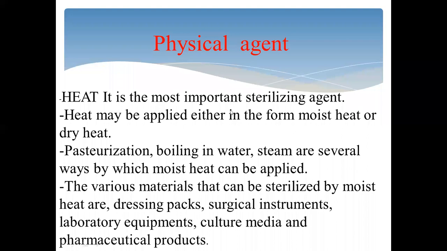So heat is a most important sterilizing agent. It is helpful to inhibit the growth of microbes, whether bacteria, fungi, or viruses. The next point, it may be applied either as moist heat or dry heat. When it is moist heat, the instrument is known as the autoclave, and for dry heat, the hot air oven. Confirm, autoclave? Yes, ma'am. Moist heat sterilization.